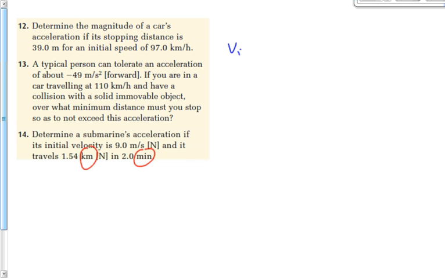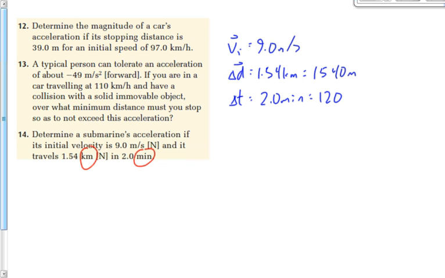VI is 9.0 meters per second. Displacement is 1.54 kilometers, which is 1,540 meters. Our time is 2 minutes, which is 120 seconds. And we want to find the acceleration. If we read between the lines here, do we have anything else? I don't think so. I don't think we do here.